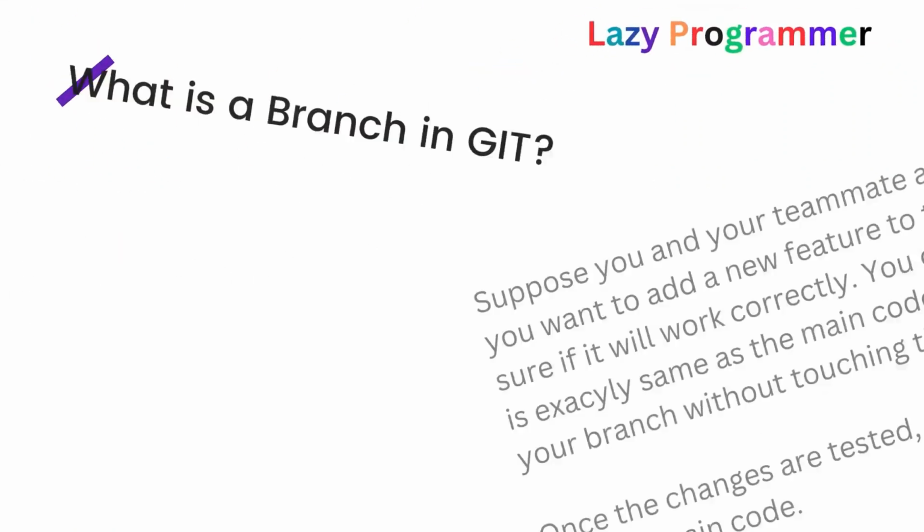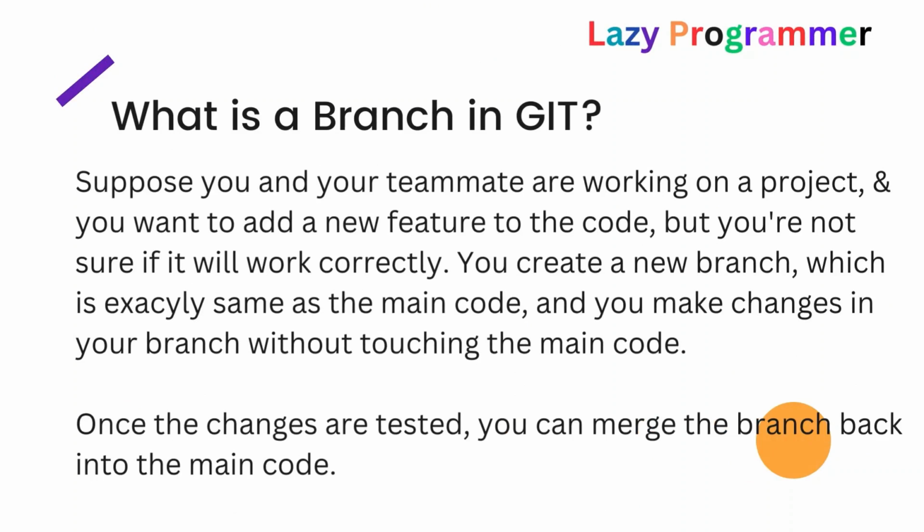Now, let's try to understand branch with a simple example. Suppose you and your teammates are working on a project and you want to code a new feature, but you are not sure if your code will work correctly. So what you will do, you will create a new branch at first, which will be exactly the same as the main code because you will be cloning the main code itself. And after that, you will make whatever changes are required as per the new feature. You will make those changes in your branch without touching the main branch. Once the changes in your branch are completed and tested, and you are sure that your changes are working fine and as expected, then you can merge the branch back into the main branch.